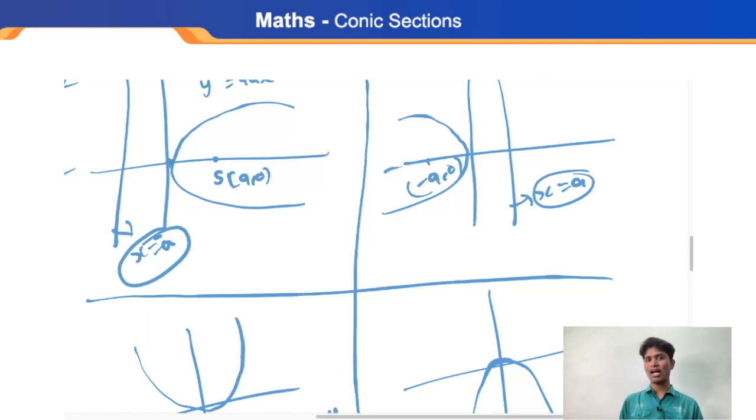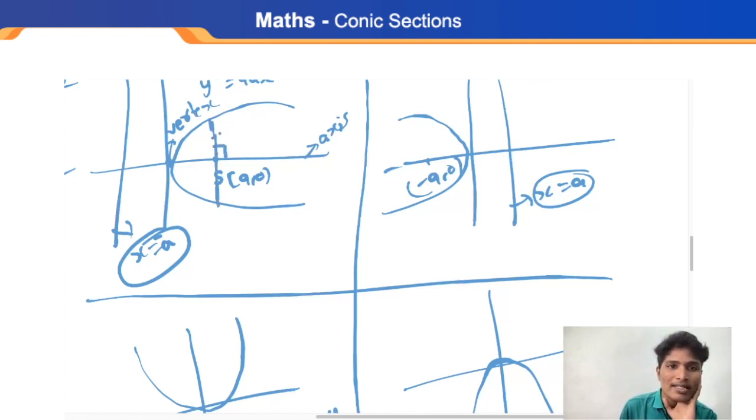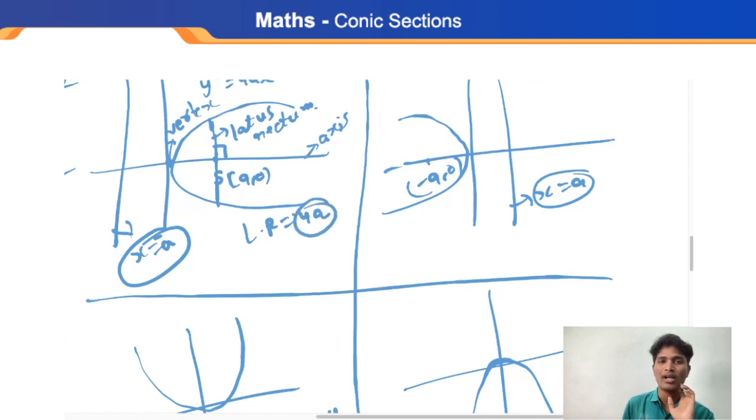The line which is passing through the parabola, the point at which it is cutting the x-axis, is called the vertex. This is the focus, and this is the axis, which is passing through the parabola. And the line which is passing through the focus and perpendicular to the axis is called the latus rectum. The length of the latus rectum is equal to 4a. Very important result.